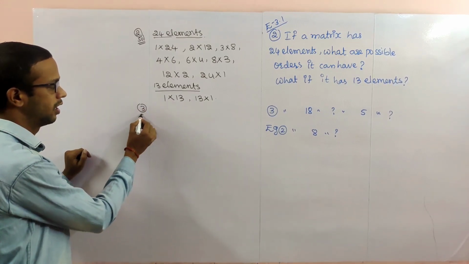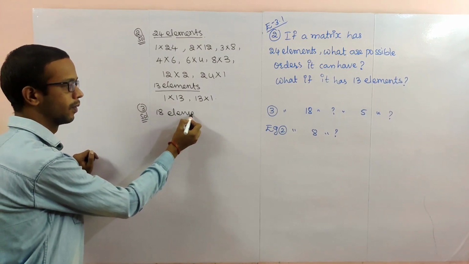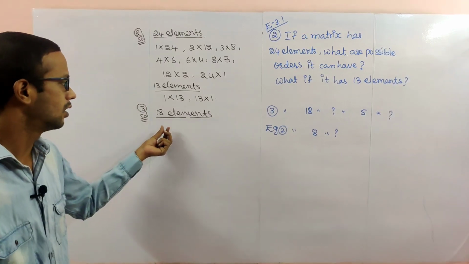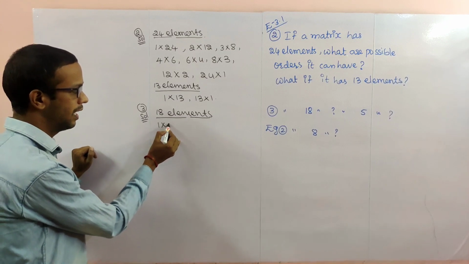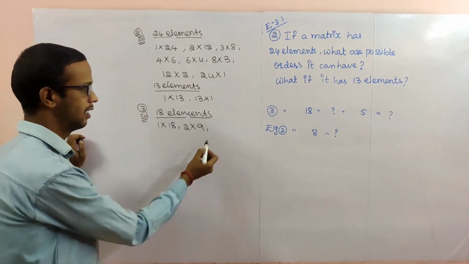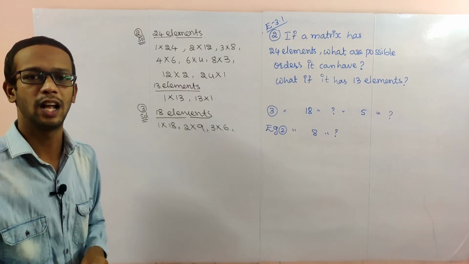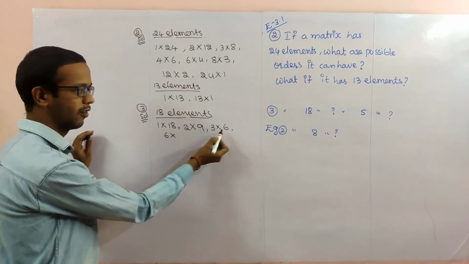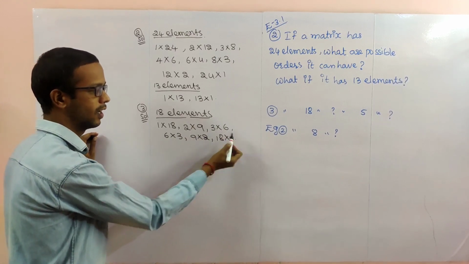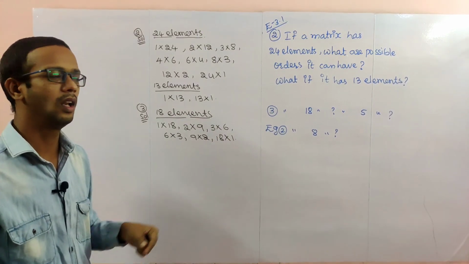Next, problem number 3. One more problem we'll see, then you will get clarity. 18 elements. What can we write here? 1 by 18 we can write. Next, 2 nines are 18. 3 sixes are 18. 4 table is not possible, 5 table also not possible. Next, 6 threes are 18, 9 twos are 18, 18 ones. So these are the possible orders.